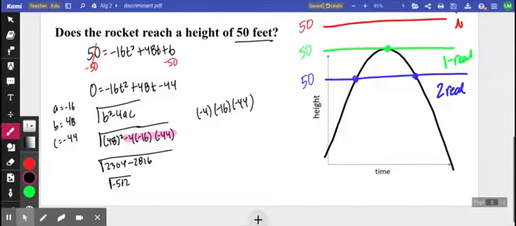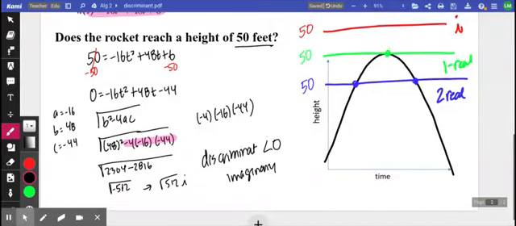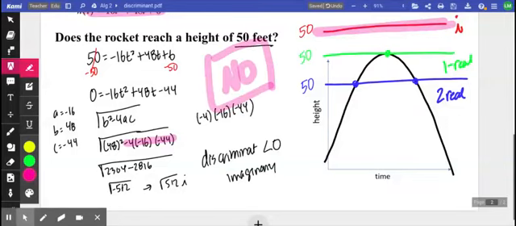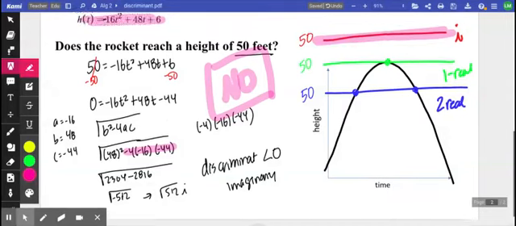Now, what that means is I'm going to have the square root of 512i. I have an imaginary solution. So since the discriminant is less than 0, I have imaginary solutions, which means I have no intersection for that graph at 50 feet. So we ran into a scenario where the red line is above the height of that rocket. So I would say no, because I just did some great math using the discriminant. The rocket does not reach 50 feet.